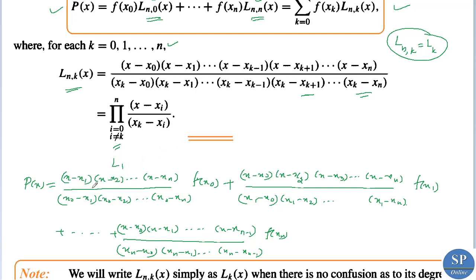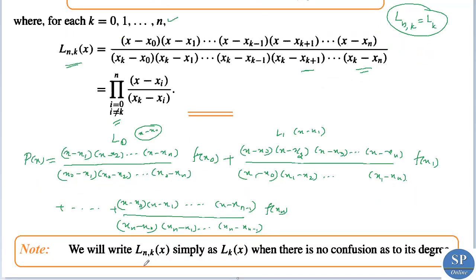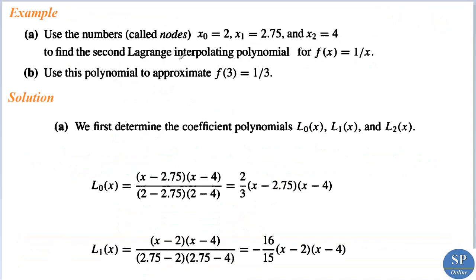So in L0 there is no factor x minus x0, and in L1 there is no factor x minus x1. In Ln there is no factor x minus xn, etc. Okay, so this is a note, that is, L_{n,k} we can simply write as Lk also. Okay, now we can discuss an example.